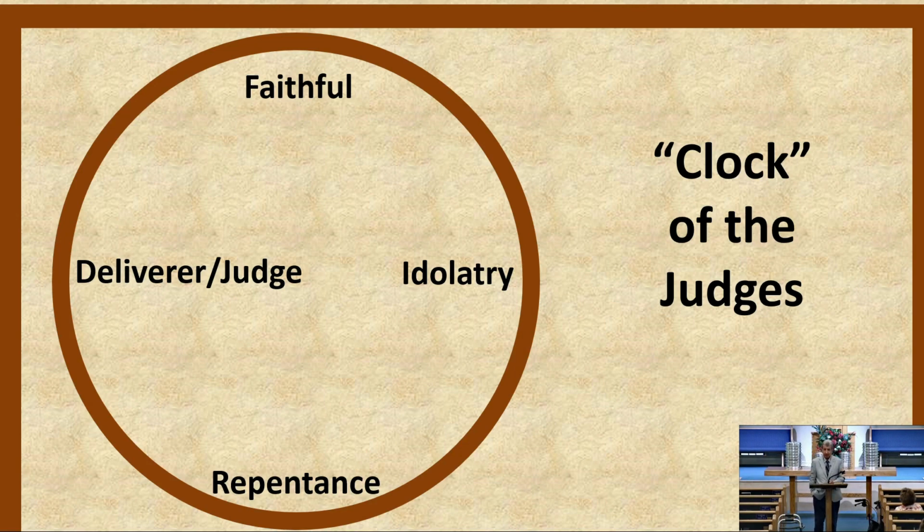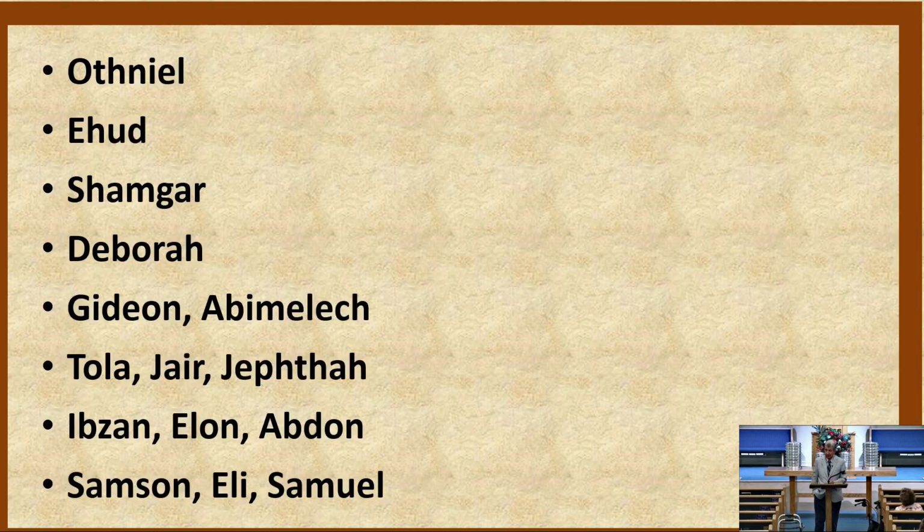There are 15 judges. 13 of them are mentioned in the book of Judges. And that's what we'll be looking at. Some of them only get one or two verses. You know the names of some of the others. If you're left-handed, you probably know the name Ehud. If you're a woman, you probably know the woman judge, Deborah. You know, what about Gideon? Oh yeah, I've heard of Gideon. What about Samson? And what about Eli and Samuel?